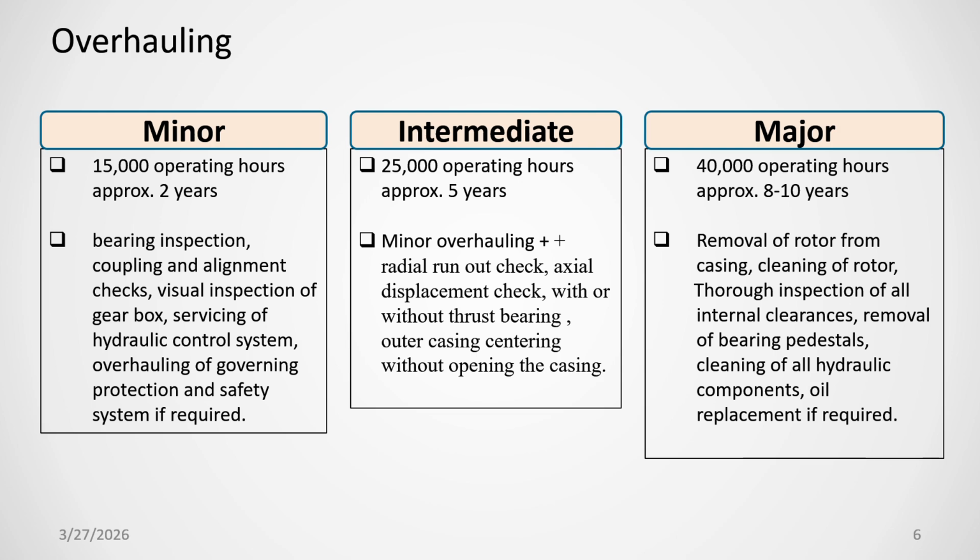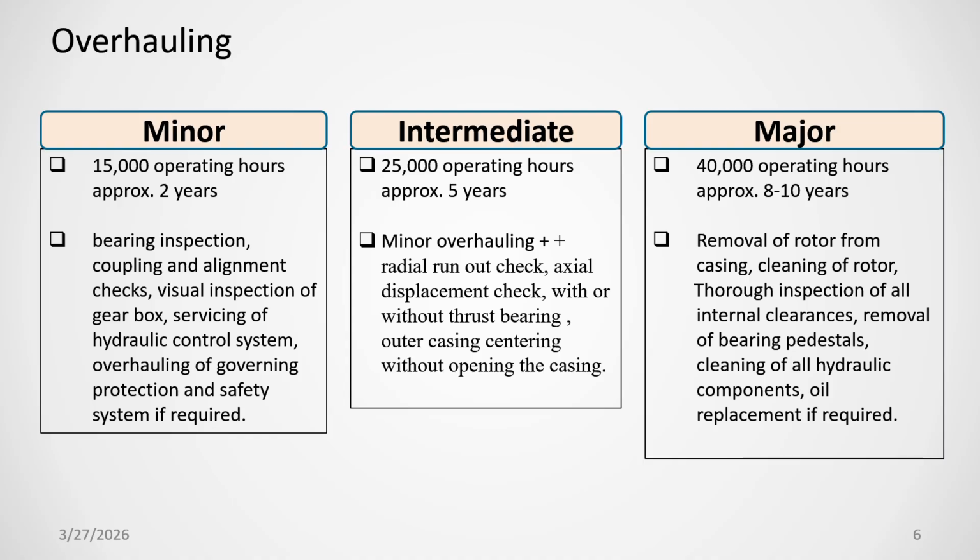by moving the front bearing housing through the tie rods. You can bring it to the protocol reading, and then after intermediate overhauling, you have to do the major overhauling, which takes place at 40,000 operating hours. That is around 8 to 10 years.